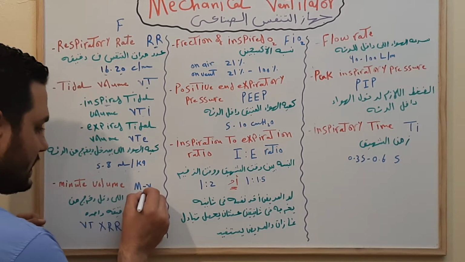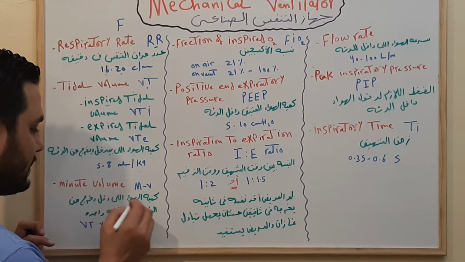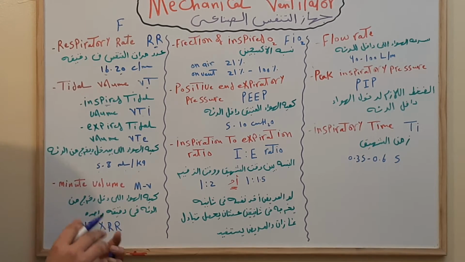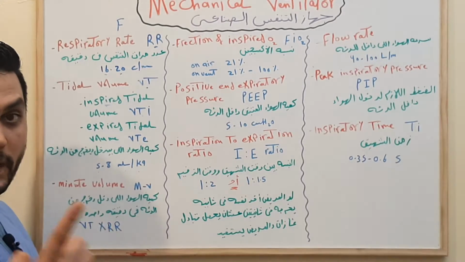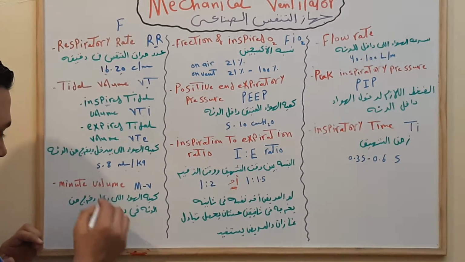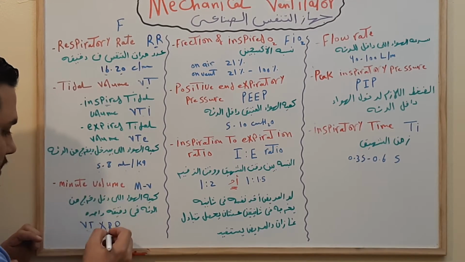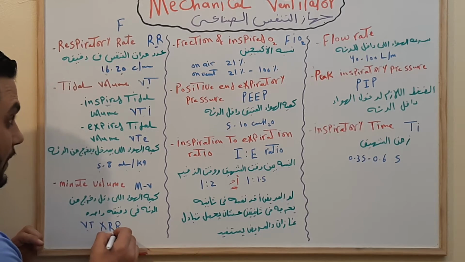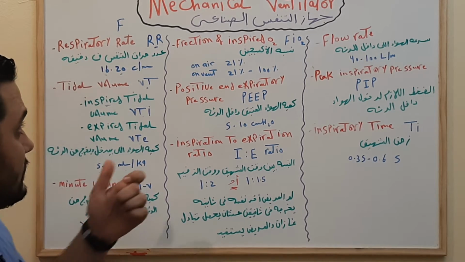After that, MV, this is minute volume. This is the amount of air entering the lung during 1 minute. We can calculate this by VT, tidal volume, and RR, respiratory rate.